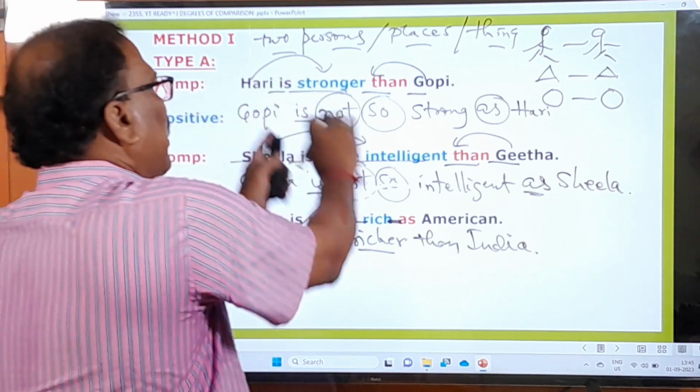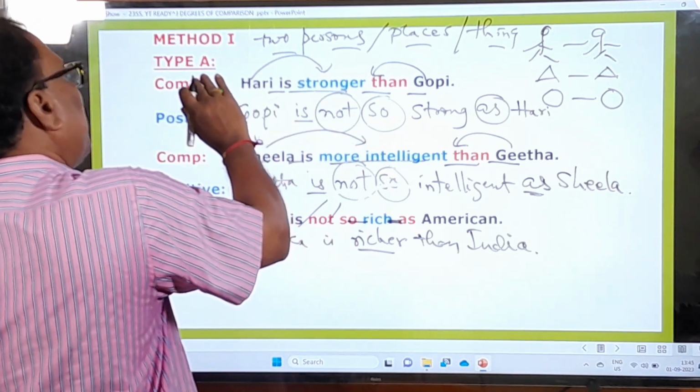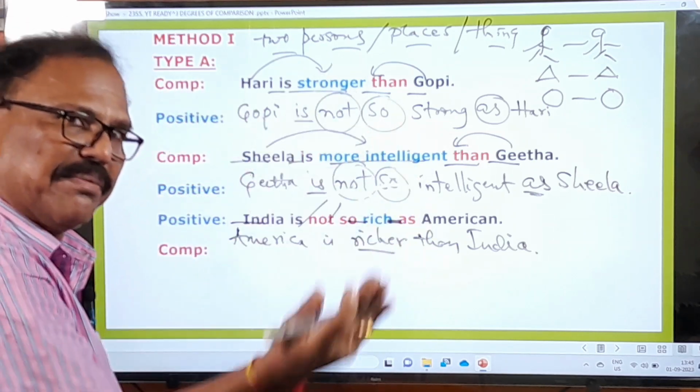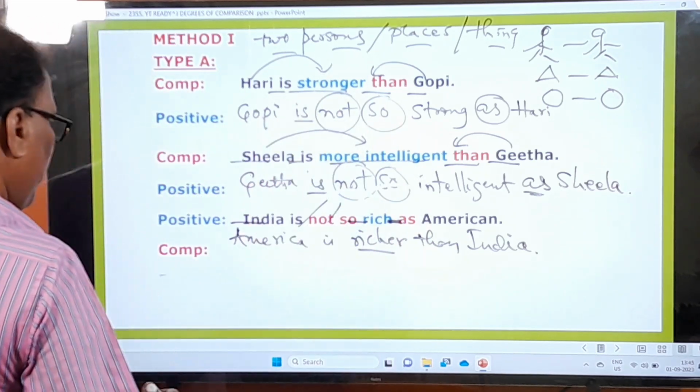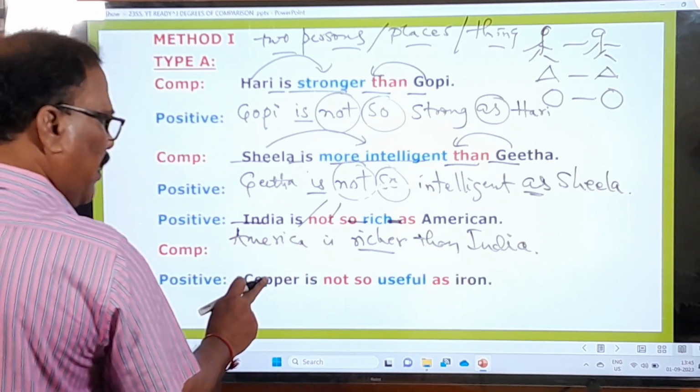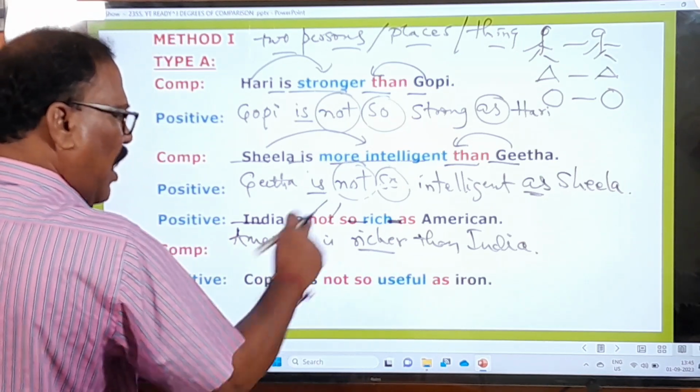Whatever the method you have adopted while changing from comparative to positive, the same thing should be reverted. Okay, copper is not so useful as iron. You know the meaning of that. Copper, iron antati upayogakaramayindi kaadu, right?